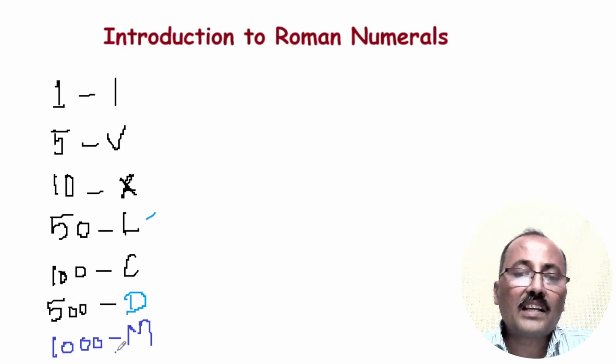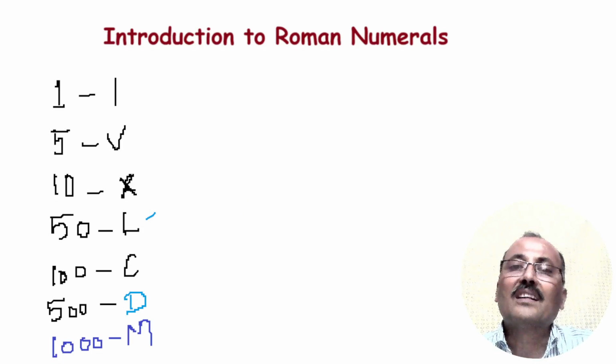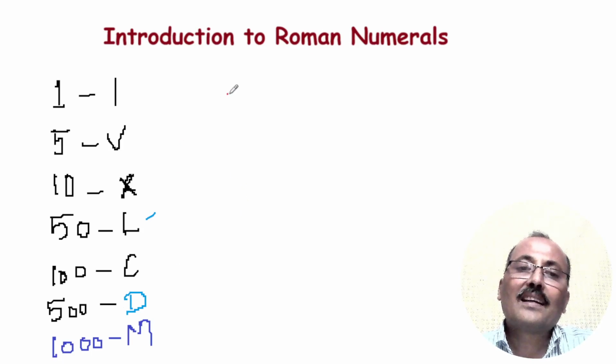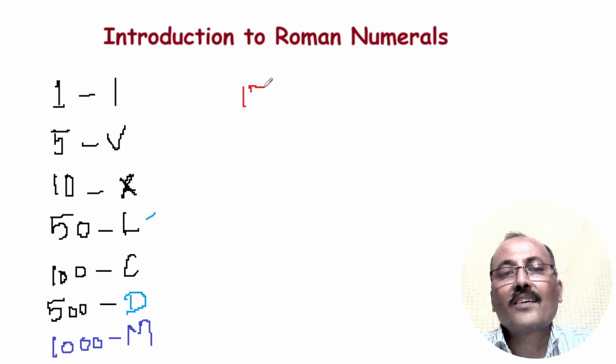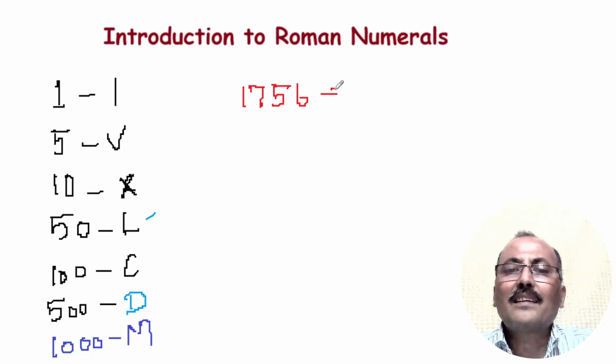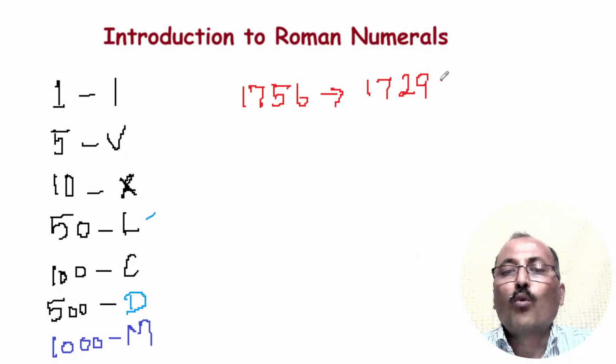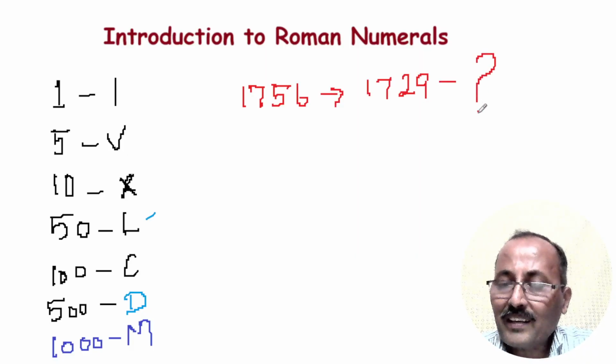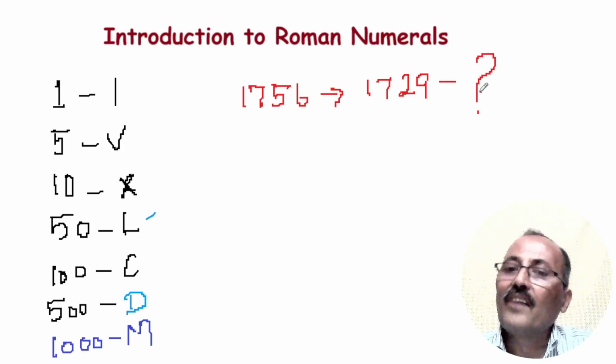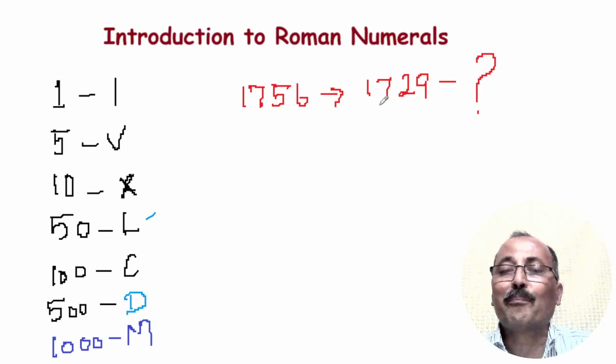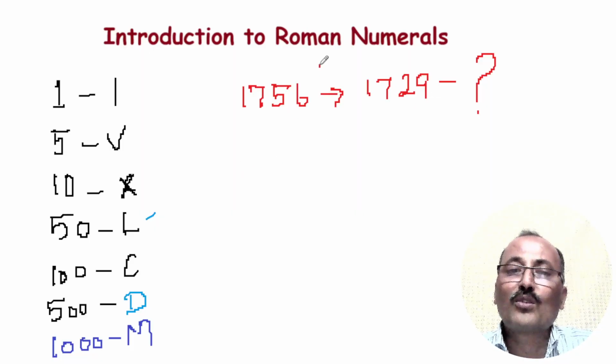So, at last they developed M for 1000. Now, a few numbers using 1000. We'll write a few numbers. Suppose 1756. Just like that, I am writing 1000. Why? We'll write a different number. 1729 I will write. What is the importance of this number? I hope you have studied earlier. If you know, you say. If not, I will say after writing the numbers. Okay, what is that 1729? This important number I will write.